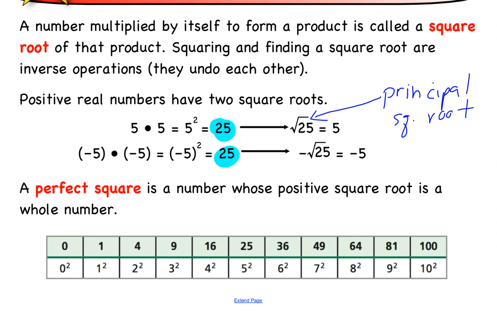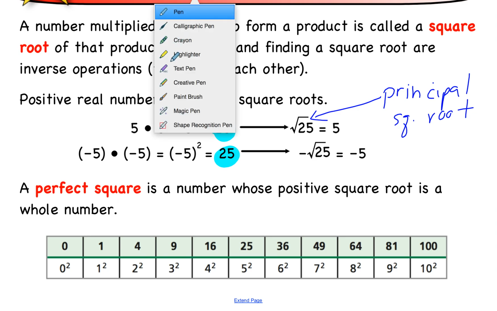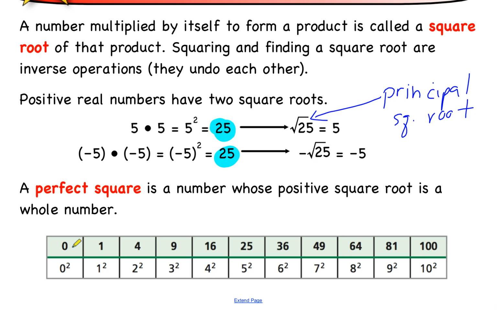A perfect square, hopefully you recognize some of those, is a number whose positive square root is a whole number. So 0 squared is 0, 1 squared is 1, 2 squared is 4, 3 squared is 9, and so on and so forth. So all of those numbers in the top row, all of these are perfect squares, right?